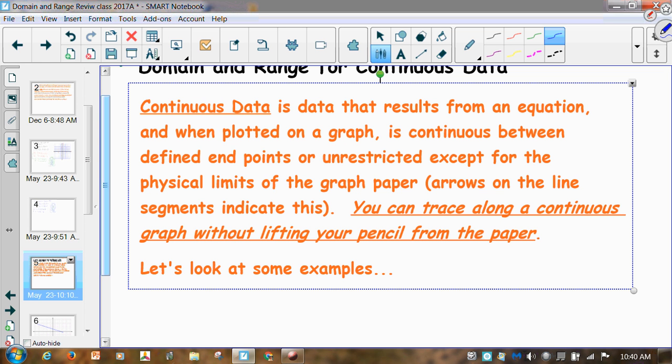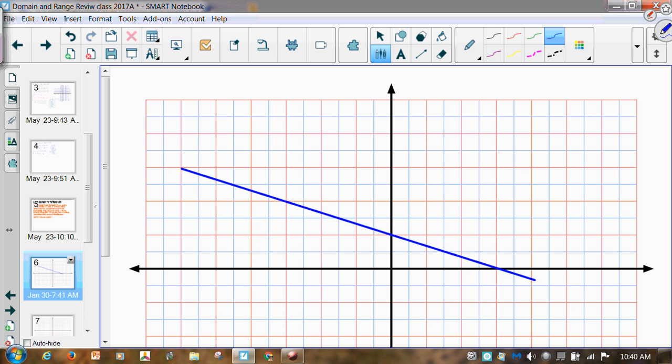Okay, in the case of discrete, I may have failed to mention that, but discrete means individual points, individuals. The word discrete, you might want to look that up and get a good English definition of that. Okay, so let's look at some examples.